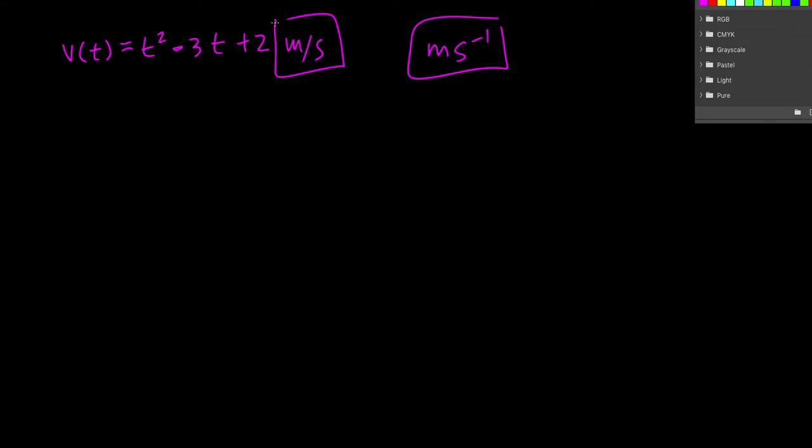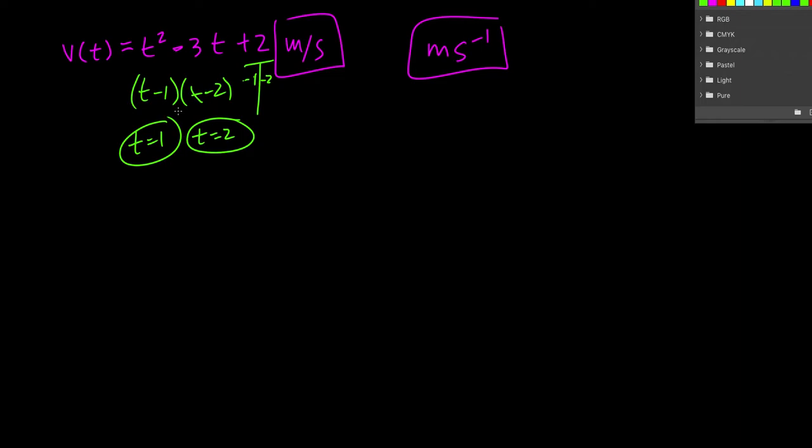It says find the time when P reverses direction. Since velocity includes direction, if we have positive velocity, we're going forward. If we have negative velocity, we're going backwards. Since that's the case, all we have to do is factor this to find where it's equal to 0. We end up with t minus 1, t minus 2, which gives us t equals 1 and t equals 2. Those are the two roots where it crosses the x-axis, and that tells us where we're changing direction, because we're changing from either positive to negative or negative to positive.